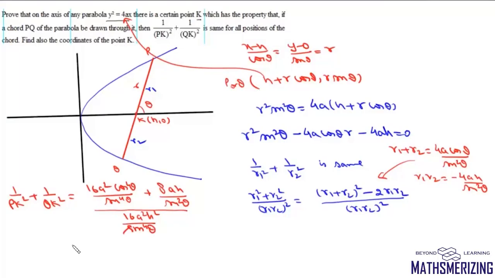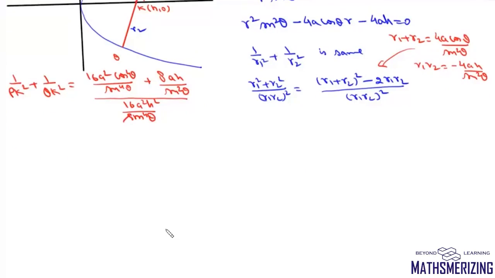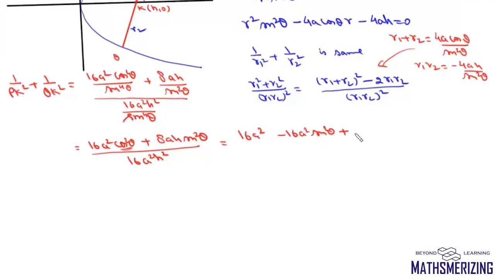So we can write it as (16 a square cos square theta plus 8ah sin square theta) upon 16 a square h square. Now what we'll do is write cos square theta as 1 minus sin square theta. So we can write it as (16a square minus 16 a square sin square theta plus 8ah sin square theta) upon 16 a square h square.